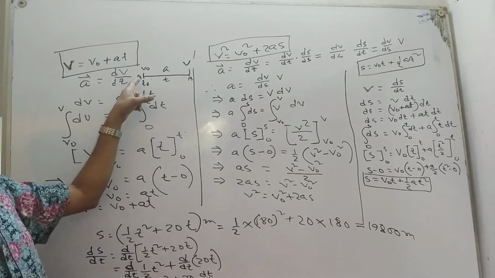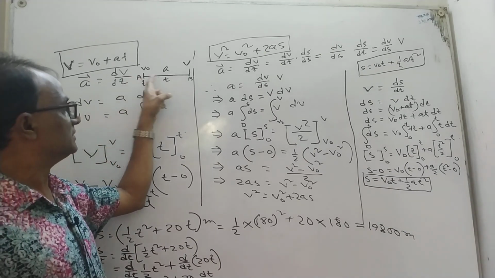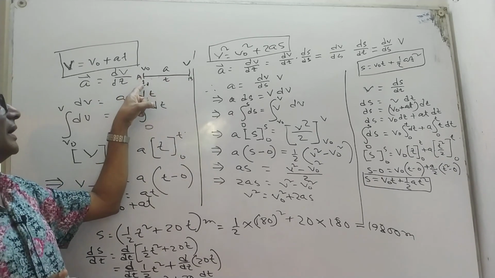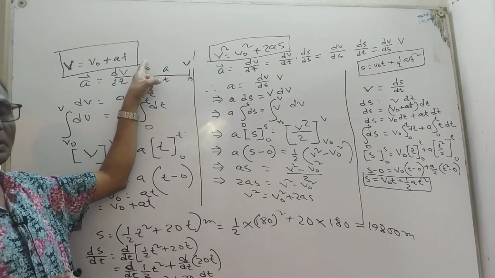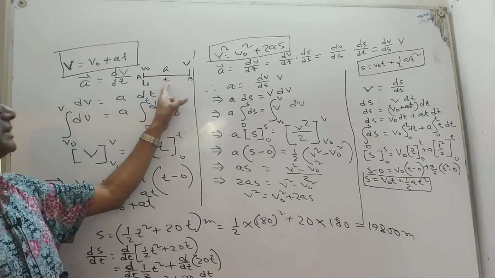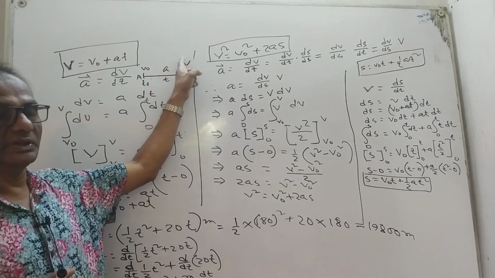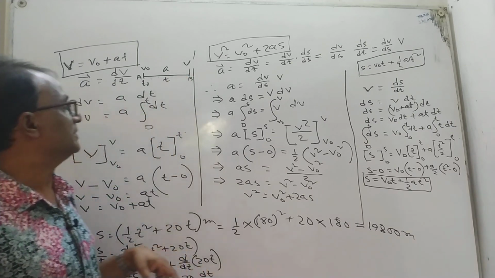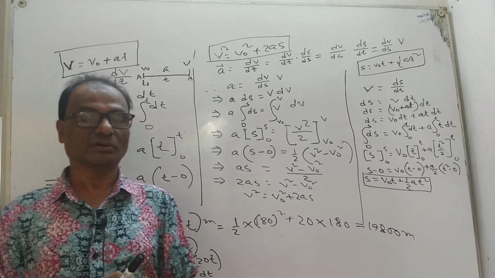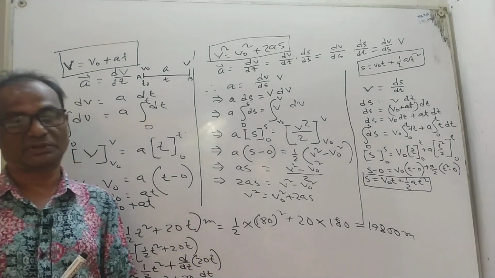Let an object be traveling in the AB direction, where at point A its initial velocity is v naught, and after a certain time of travelling its velocity is v, that is, the final velocity is v. So according to the definition of acceleration, it is dv by dt, the rate of change of velocity with time.